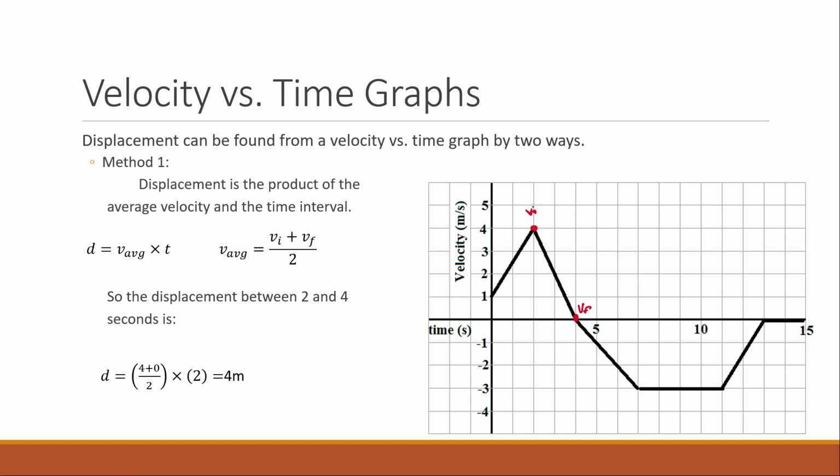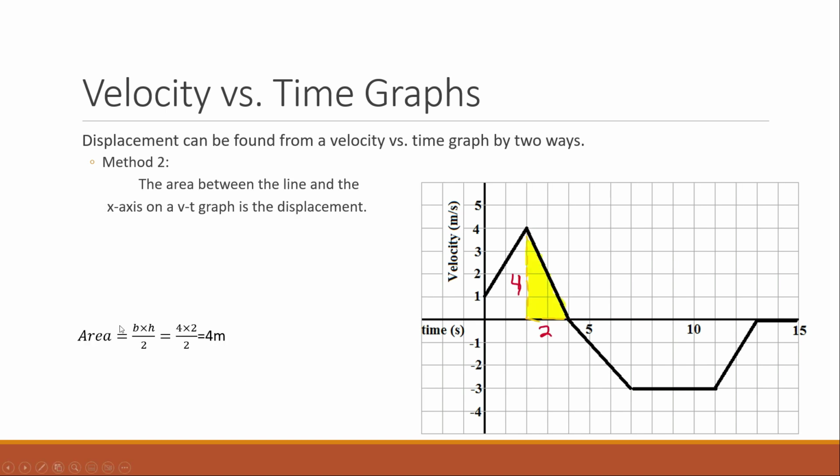Another way that we can find the displacement is by finding the area between the line and the x-axis on the velocity time graph. So I sectioned off this section between 2 and 4 seconds, and we see that it creates a triangle. So I know that the area of a triangle is the base multiplied by the height divided by 2. And looking at this, 4 times 2 over 2 equals 4. There we go. So I just used my area of a triangle to get the area right there. And we notice it's the exact same answer, which it should be, because it's asking the exact same question.